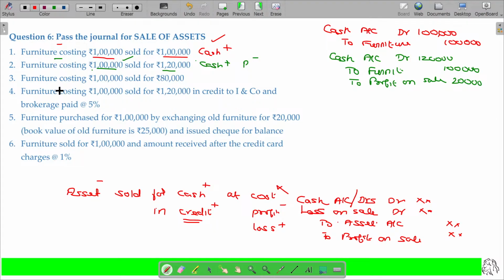Third question. Furniture costing 1 lakh sold for 80. So furniture minus, cash plus, and 1 lakh worth but sold for 80 means there's a loss. Loss is a plus item. So the entry being cash account debit 80, loss account debit, loss on sale. You can write fully also, loss on sale 20, and to furniture. The value being 1 lakh.